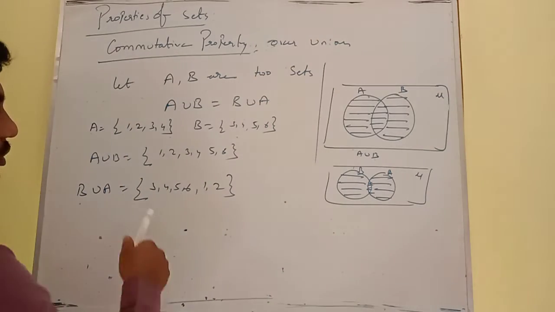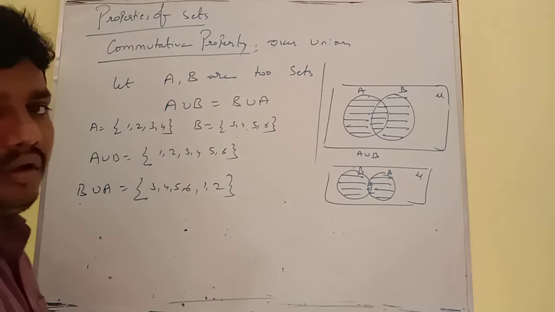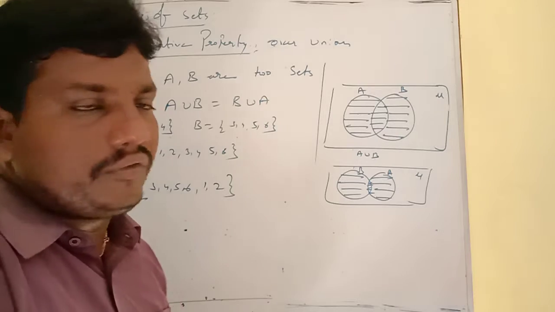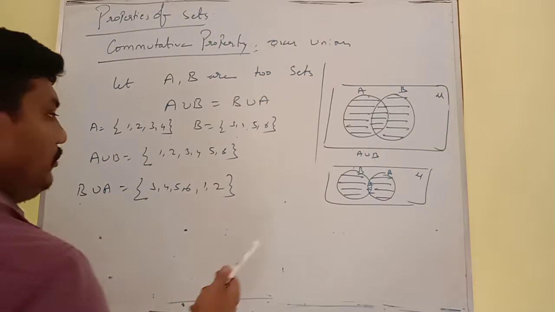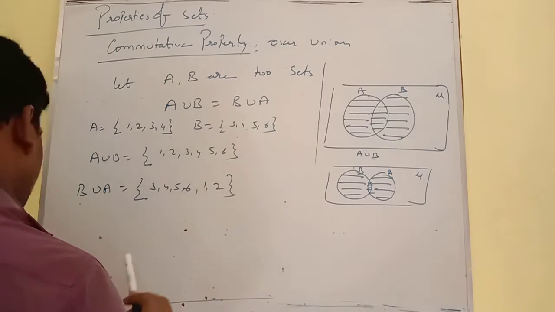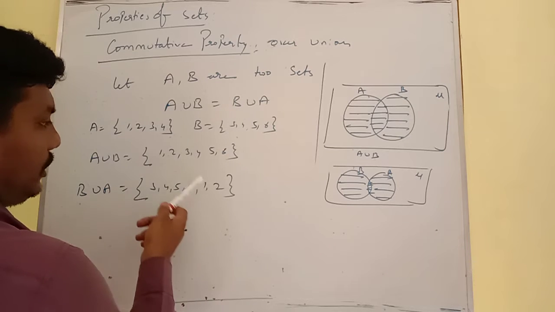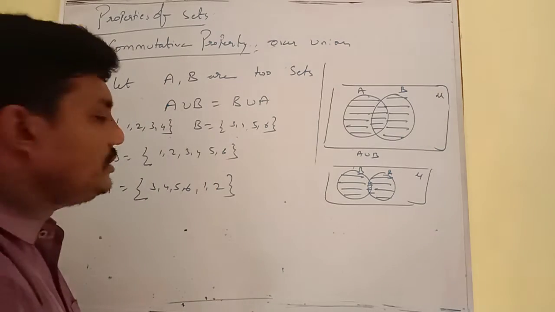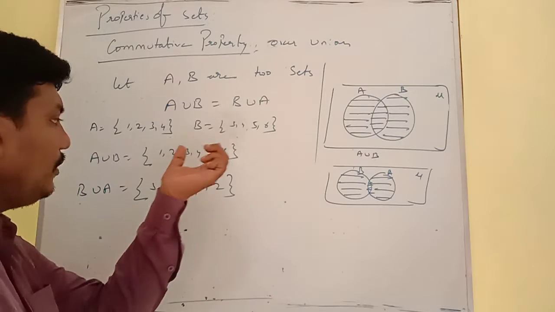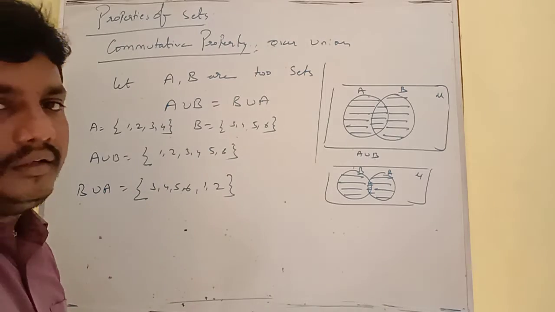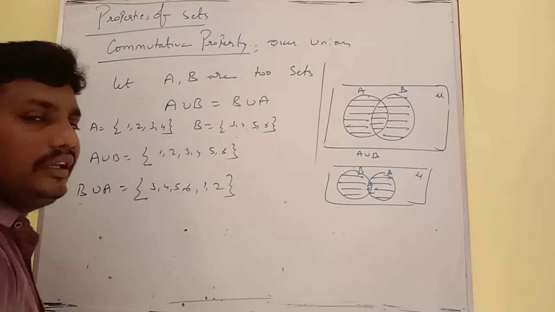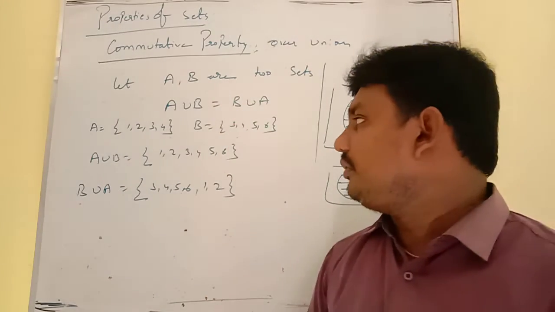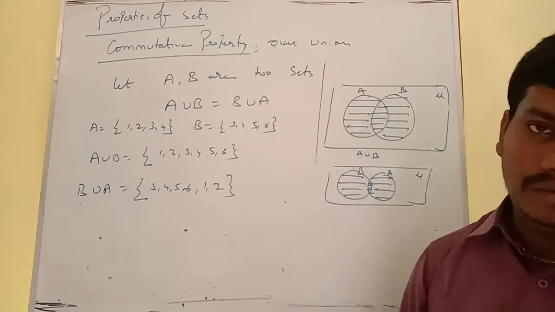So even though the order is changed, the roster form is immaterial. If the order is changed, the elements should be the same. Here 1 is there, 2 is there, 3, 4, 5, 6. That means each and every element of this set belongs to this set. That's the reason why both sets are equal. We can verify commutative property by using the roster method or the Venn diagrammatic method.